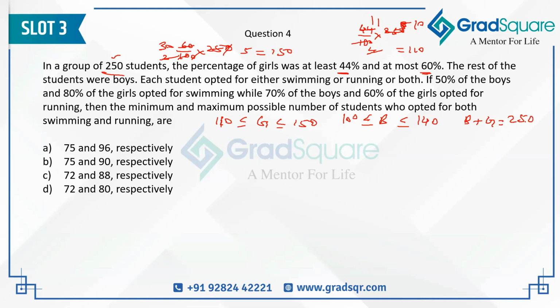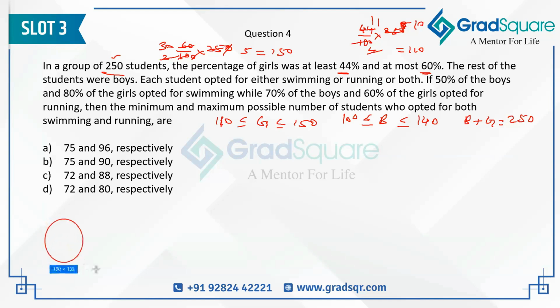Now, the rest of the students were boys. Each student opted for either swimming or running or both. So every student is in one of these categories or both. That means there is nobody who is not opting for swimming or running. So there's nobody who can opt out of both of these at the same time, right? Now, 50 percent of the boys and 80 percent of the girls opted for swimming, this is given to you. Now let's try to represent this by circles as sets.